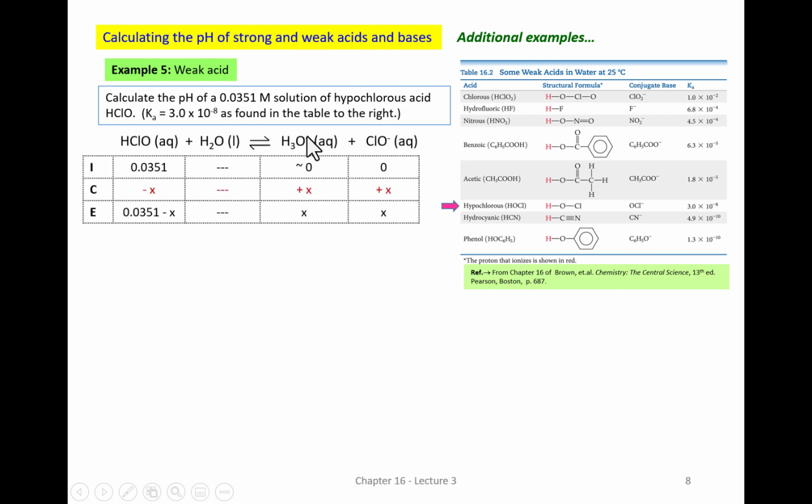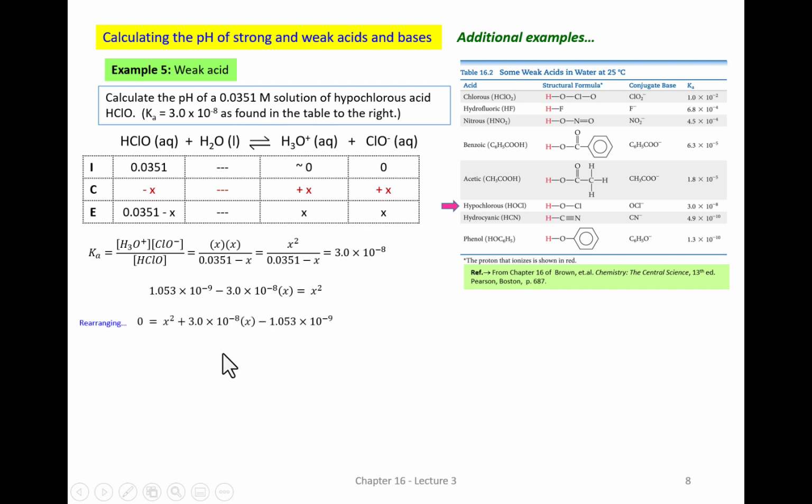Since this is a weak acid, of course, it won't go completely to hydronium ion and the conjugate base ClO minus. So we set up an ICE table, and since the initial concentration is still 0.0351, this should look very familiar. And so when we do the calculation to find x, this looks very familiar from Lecture 1, x squared over 0.0351 minus x, only this time we're setting it equal to a Ka value that's much smaller than what we used for acetic acid, because hypochlorous acid is a weaker acid than acetic acid.